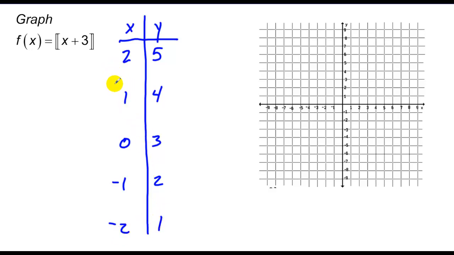Start picking decimals like 1.9. 1.9 plus 3 is 4.9, and its greatest integer is 4. Let's go 0.2. 0.2 plus 3 is 3.2, whose greatest integer is 3. Negative 0.5 plus 3 is 2.5, whose greatest integer is 2. And let's go negative 1.8. Negative 1.8 plus 3 is positive 1.2, whose greatest integer is 1.